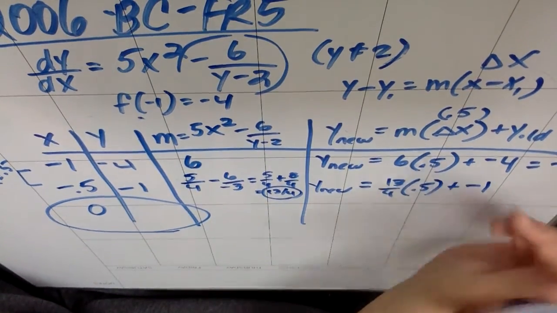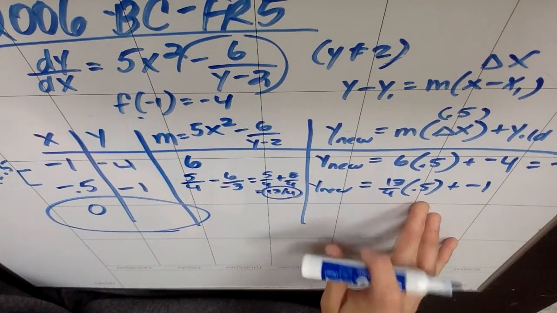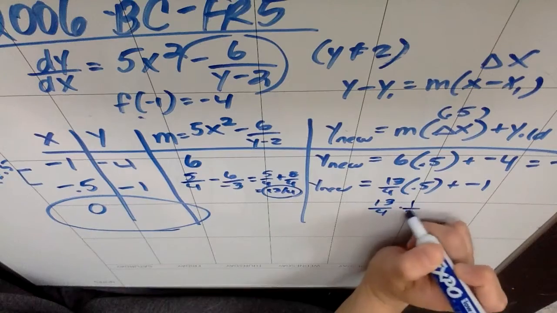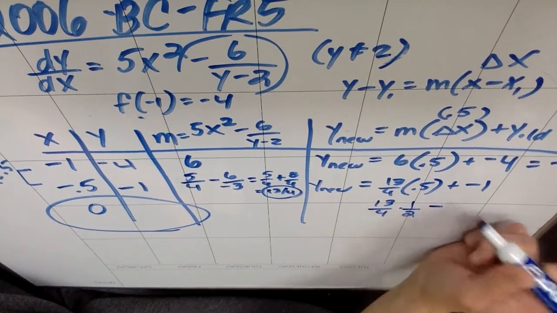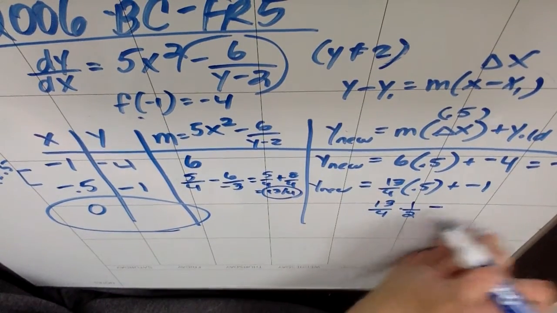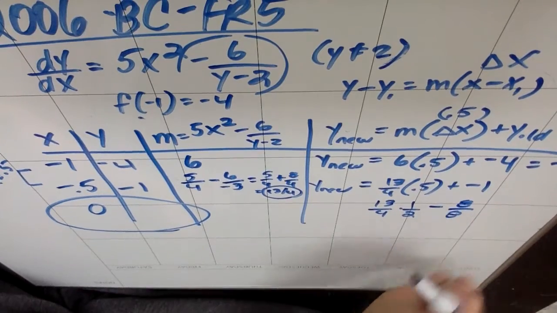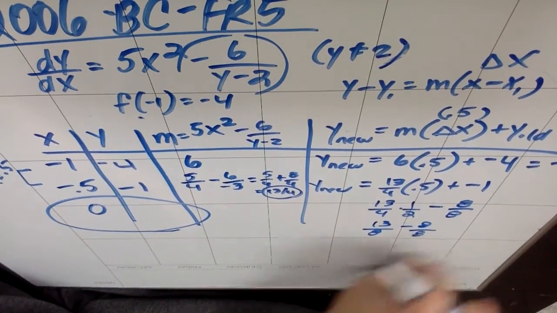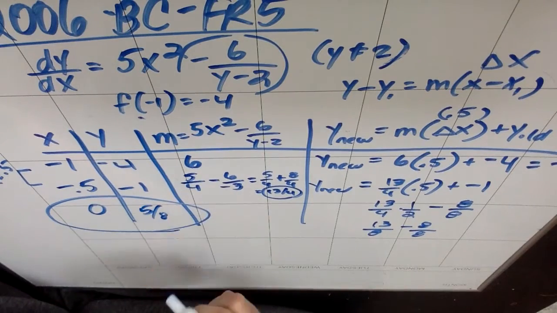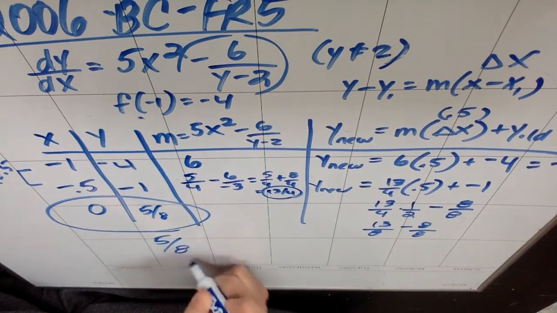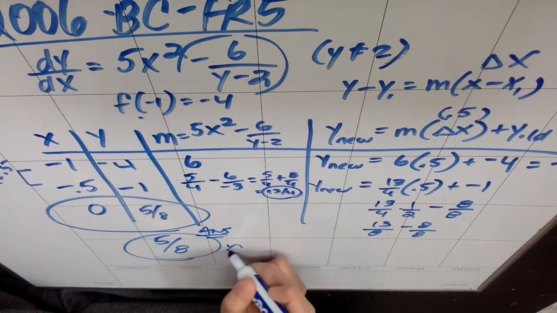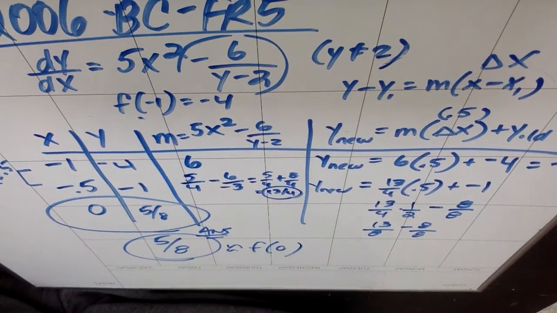So it's up to you. You might find it's easier to treat this 0.5 as a half, right? So this is a 13/4 times a 1/2 minus, I notice this is going to end up over 8, so I just make this 8/8, right? So I get 13/8 minus 8/8, so my answer is 5/8. So 5/8 is my answer to the question. I got what my approximate value for f of 0 is.